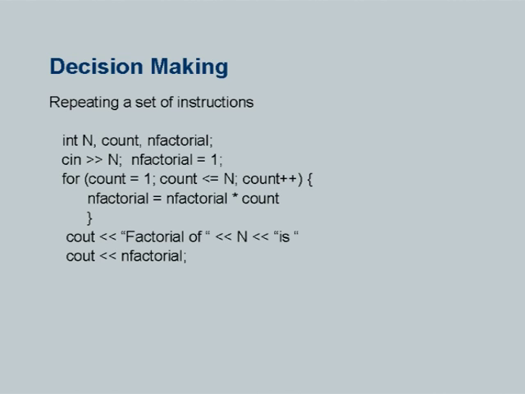The question is, is this logic correct? First of all, let us understand the logic. Please note down these three things in your notebook: for count equal to 1, count less than or equal to n, count plus plus. And note down this instruction, n factorial equal to n factorial times count. We'll actually execute it to see whether we get the correct n factorial or not. If not, we will make provision for it. Let us look at the flowchart through which Dumbo will execute this.